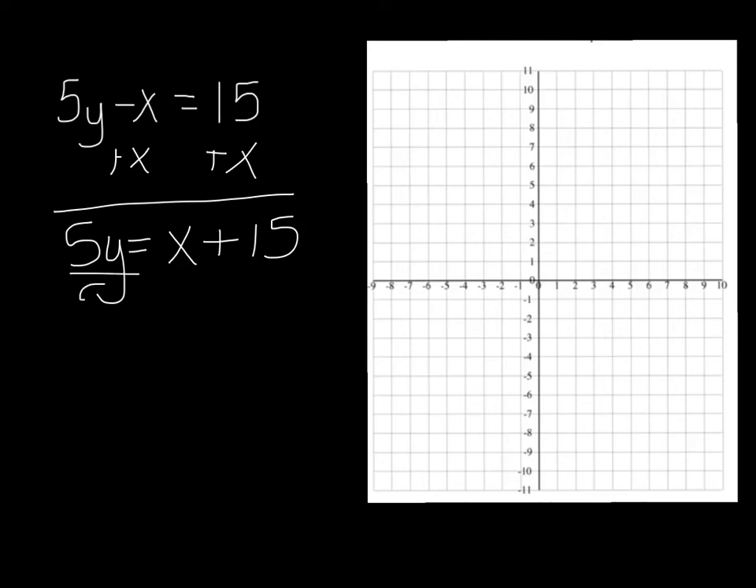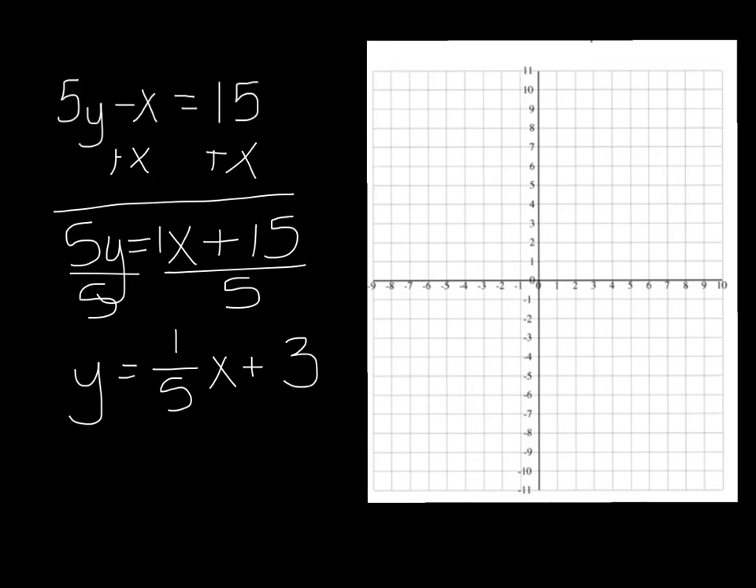Then we're going to divide by 5. So y is equal to, well, there's a 1 in front of that x, so that gives me 1/5 x plus 15 divided by 5 gives you 3. Your slope is 1/5. Your y-intercept is 3.